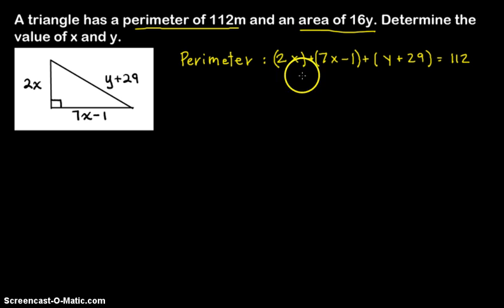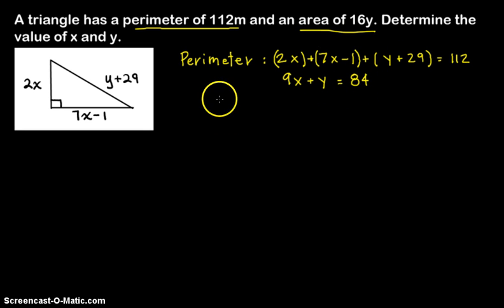Can anything add up? Maybe I can simplify this a bit. Sure, 2x plus 7x, that's 9x. I got a y, just a y, so plus y. And I got a negative 1 plus a 29, so that's plus 28, equals 112. In fact, I can bring that 28 over, can't I? If I bring that over, I'm going to end up subtracting 28 from 112. So this is all going to become equal to 84. So there, I have an equation, and I've simplified it right down, so actually it doesn't look that scary.